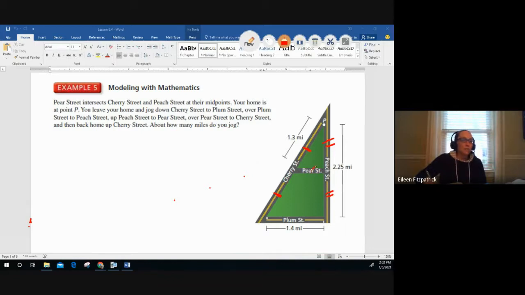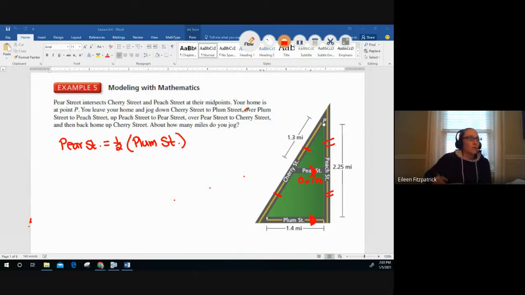Parrish Street is a mid-segment, so it's parallel to Plum Street. It's also half as long. So Pear Street is equal to 1/2 of Plum Street. So if Plum Street is 1.4 miles long, then we already can figure out that Peach Street is 0.7 miles long. Let's see if we've already answered all the questions or if there's more to do. Your home is at point P. So here's your house. You live up here.